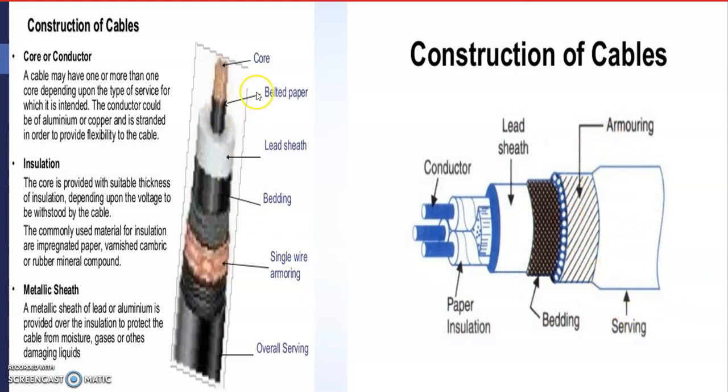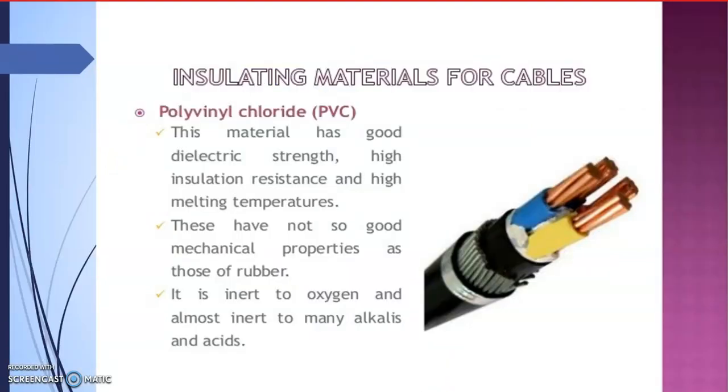These are belted cables. Like a belt, it will be wound over the core. Then again lead sheath. Then again bedding. Then this is single wire armoring. When you are using steel, that is only a single layer, but the armoring can have double layer, 3 layers, and overall serving. So core of conductor, insulation, metallic sheath. I know that you have studied. Our focus is only on the insulating material which can be used for the cable and where they can be used. Okay.